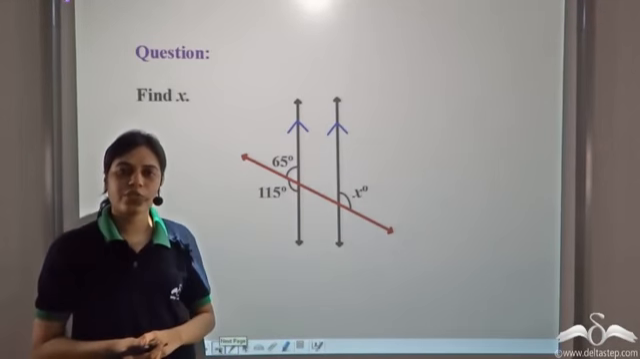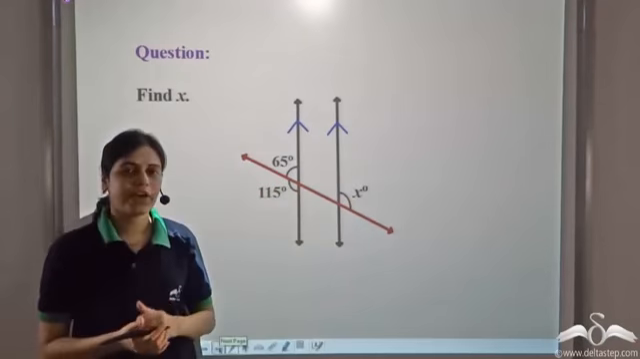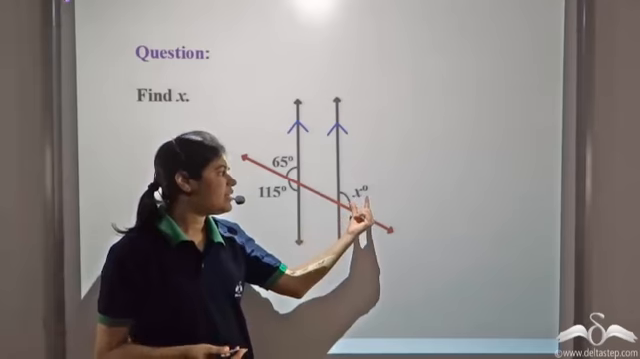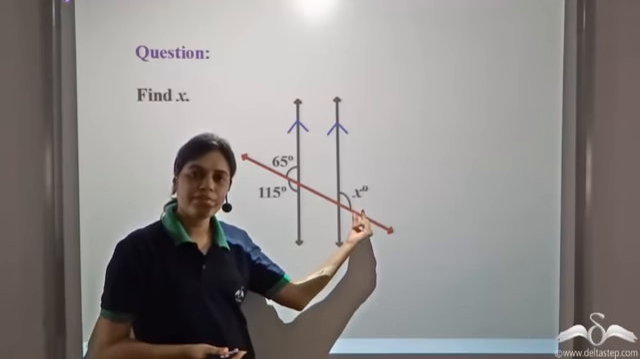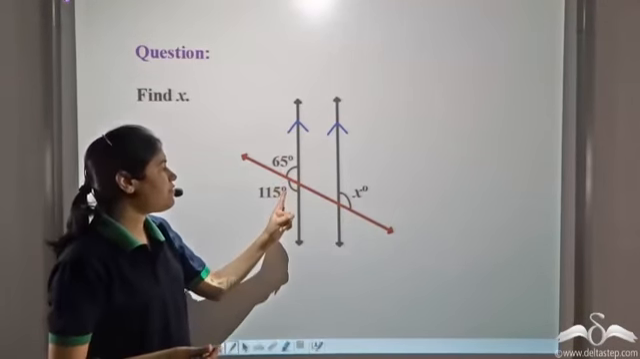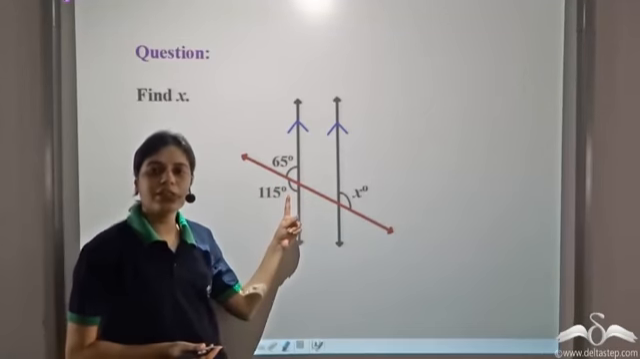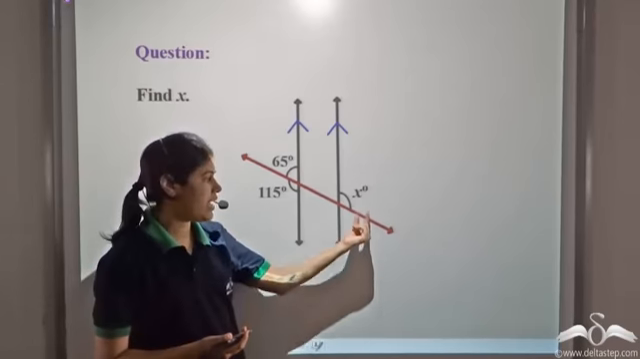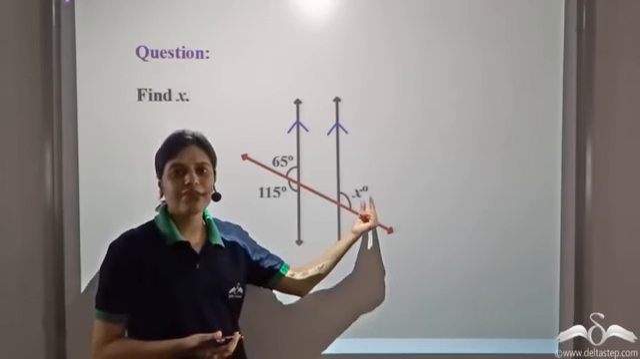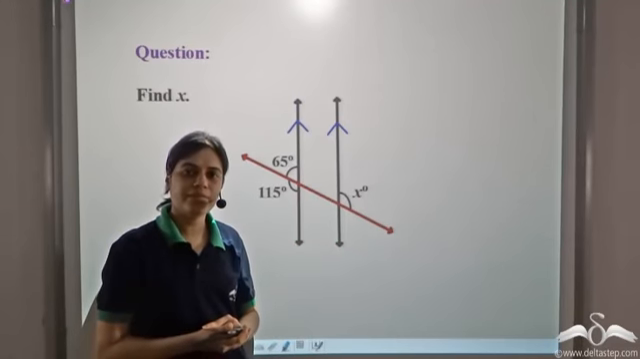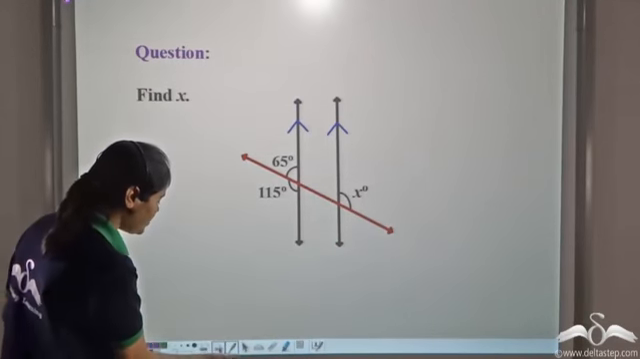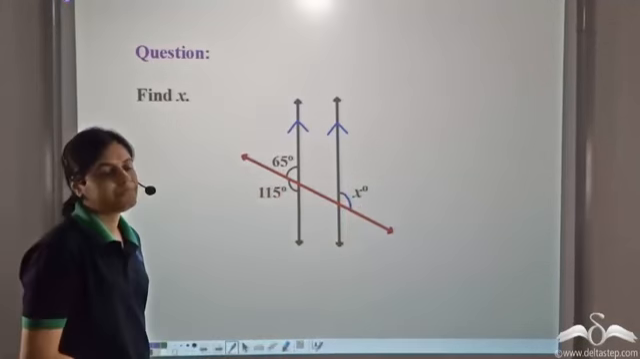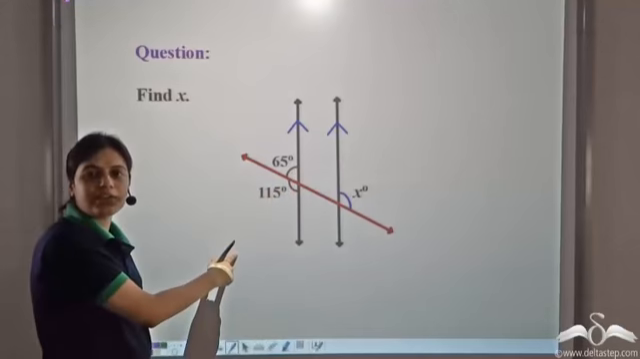So now can you solve this question? Can you find the value of x? Well, we see that x is an exterior angle. So if we can find the angle among these two which forms a pair of alternate exterior angles with x, then I can say that the value of x is equal to that angle. So let us see. x is an exterior angle. Even these two are exterior angles.